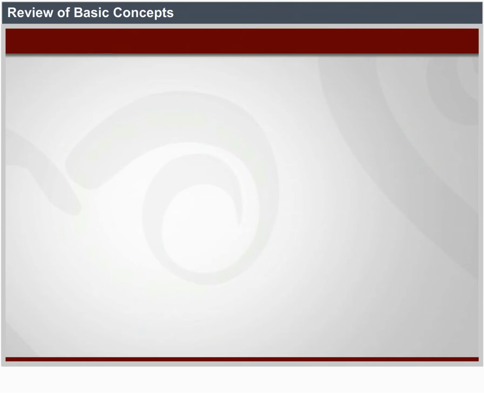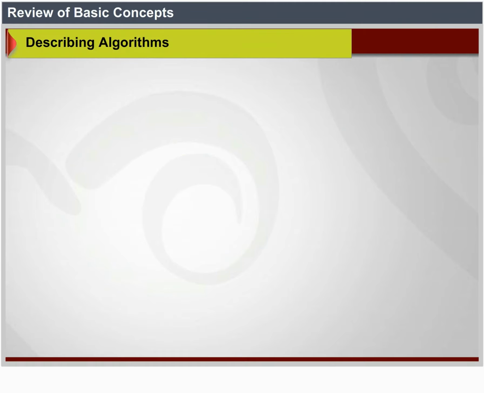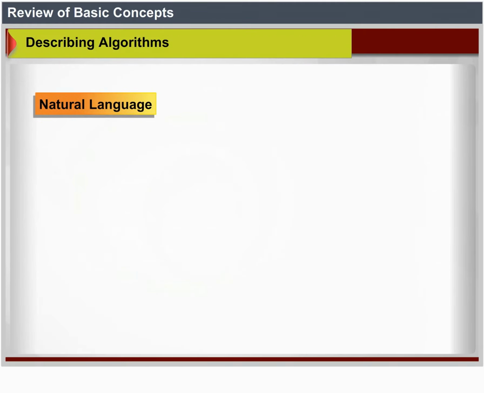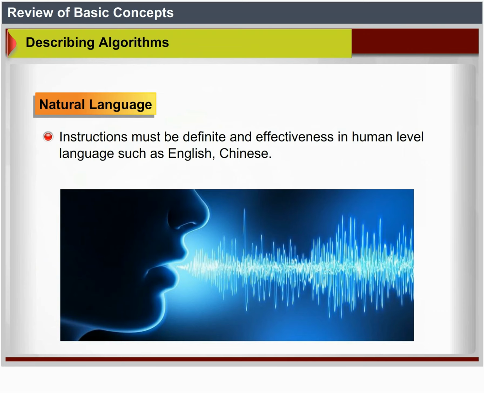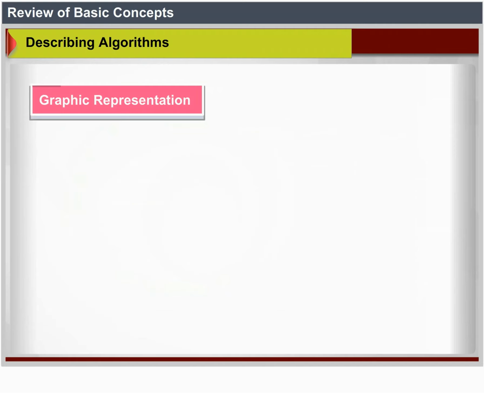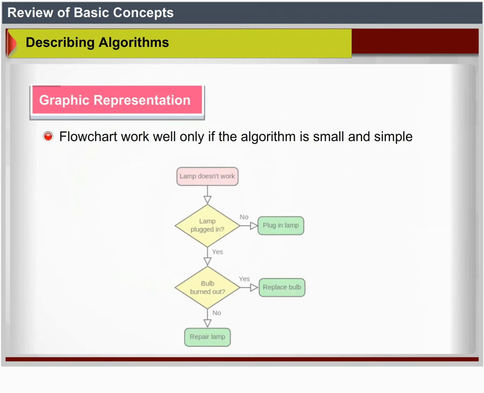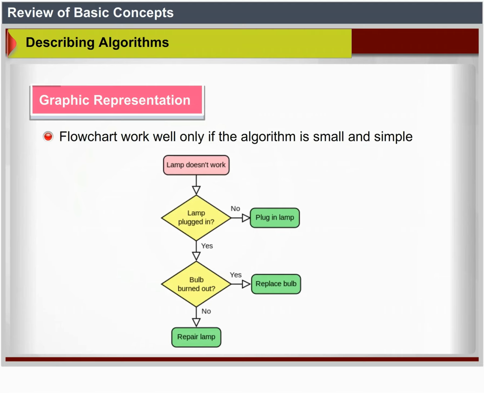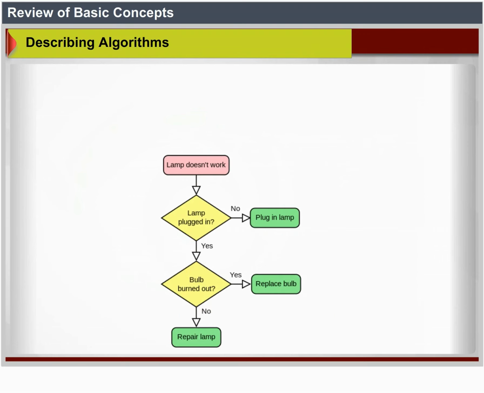Describing algorithms. Natural language: instructions must be definite and effective in human-level language such as English or Chinese. Graphic representation: flowcharts work well only if the algorithm is simple and small. An example of a flowchart is shown here.